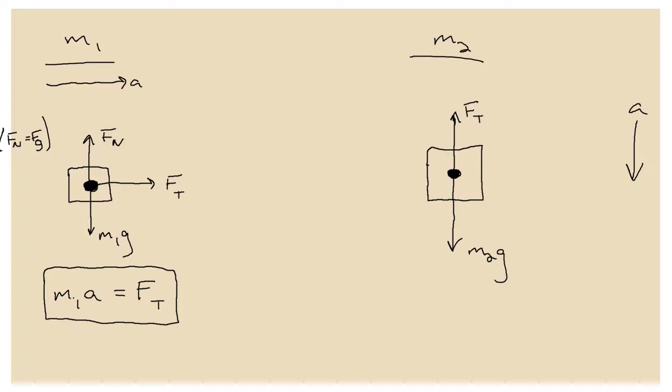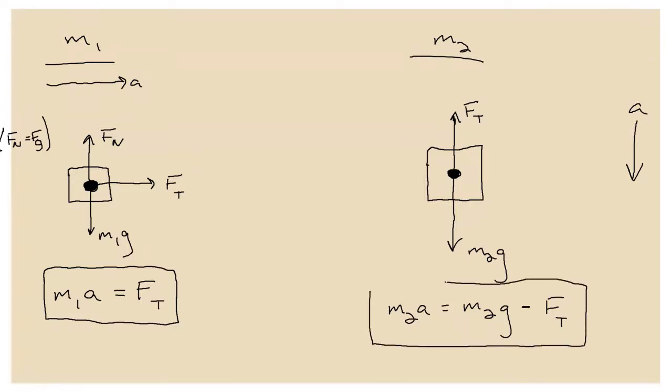Moving on, for M2, we use the same scheme here. We take M2A and set it equal to the force going in the direction of the acceleration, M2G, minus the force going in the opposite direction, which here is the tension. And there's our equation for M2.